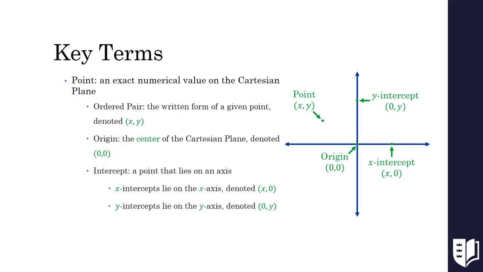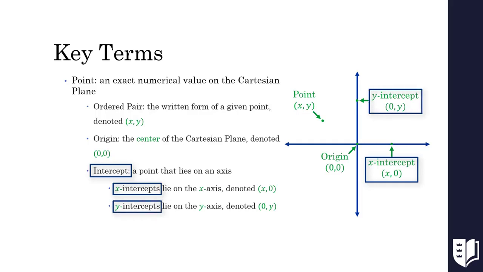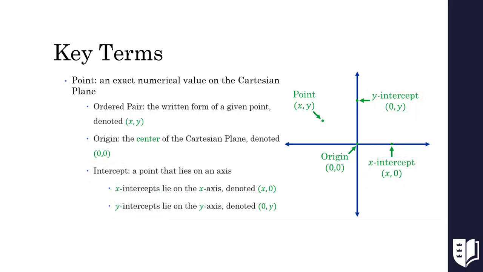Other points of interest include intercepts, which are points that lie on each axis. X-intercepts lie on the x-axis and are denoted by (the given x value, 0), because there's 0 units up or down on the y-axis. Y-intercepts lie on the y-axis and are denoted (0, the given y value) because they are 0 units left or right on the x-axis. These will be important points when we begin graphing.